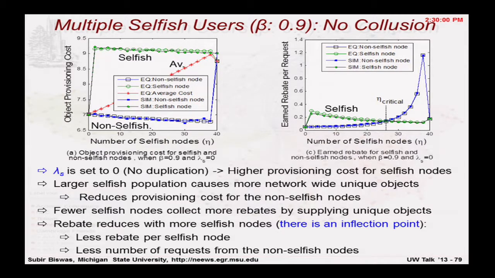Obviously, it has a higher rebate initially, but once the number of selfish nodes reaches a critical value, shown as lambda critical, there is this point of inflection beyond which their per node rebate actually goes down compared to the non-selfish one. And the reason for this is that the population of selfish nodes has grown so much that the per node rebate is no longer paying them for the cost of being selfish, because then the non-selfish nodes actually start providing content to the selfish nodes, right? And they are getting more rebate, which is the blue line.